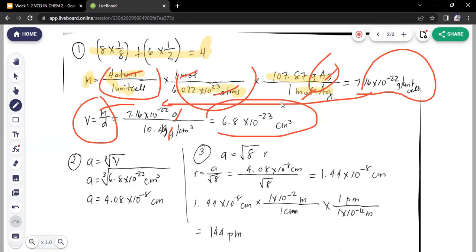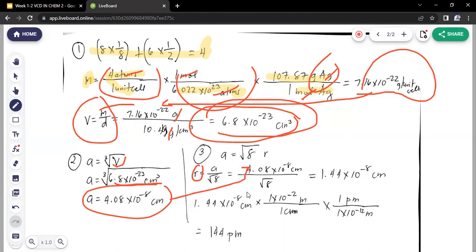Again, since this one is in cubic meter and the relationship, as always, is the length cubed, we have to take the cube root of the volume. Substitute the value, 6.8 times 10 raised to negative 23, and getting the cube root, that is 4.08 times 10 raised to negative 8. And then the relationship again, because we are finding the radius, is r equals a over square root of 8. Plug in these values, 4.08 over square root of 8. You will have 1.44 times 10 raised to negative 8 centimeter.